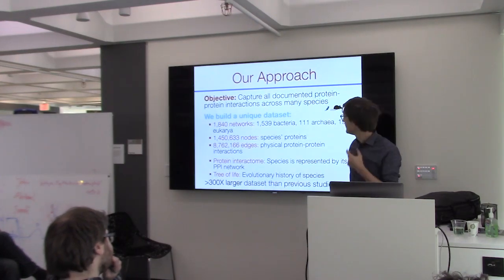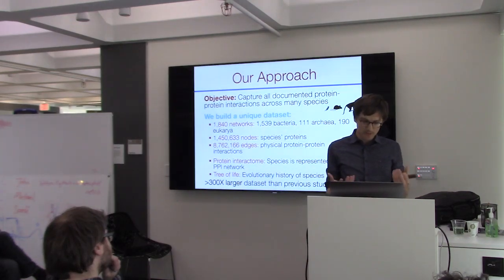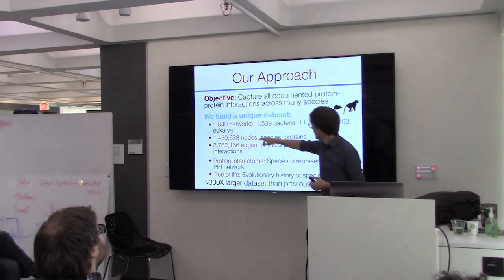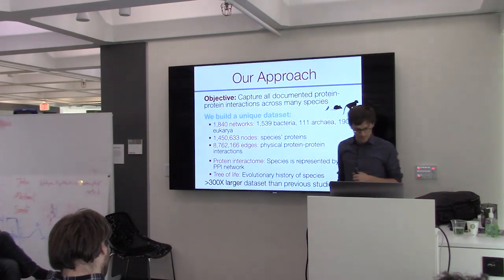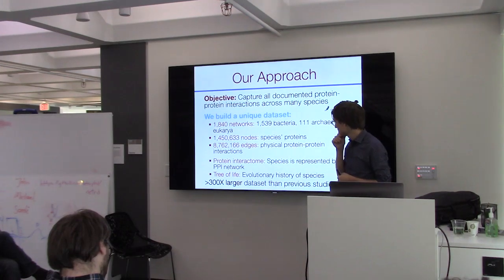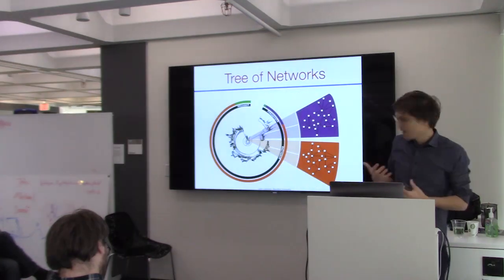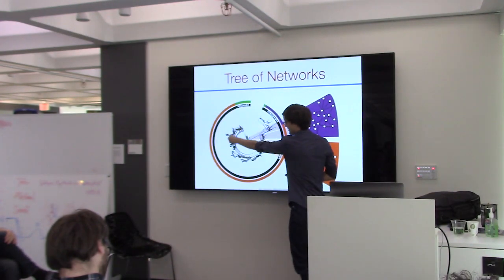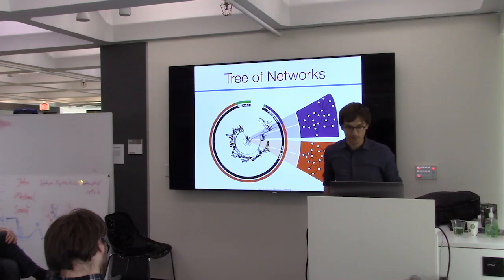So here is what we did. We took the tree of life, and we looked at protein-protein interaction networks of different organisms. So we have around 2,000 organisms. In total, we have around 1.5 million proteins with almost 9 million edges. And this is about 300 times bigger than what anyone has studied before. And the way we represent this is that you can think here, you have the tree of life, right? These are the species. And for every species, there is a network.